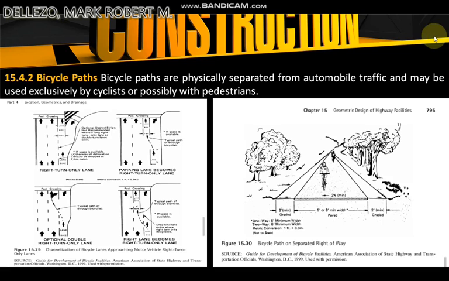Next, so bicycle path. Bicycle paths are physically separated from automobile traffic and may be used exclusively by cyclists or possibly by pedestrians. So this figure 15.29, there are four types. Then 15.30, bicycle path on separate right of way.